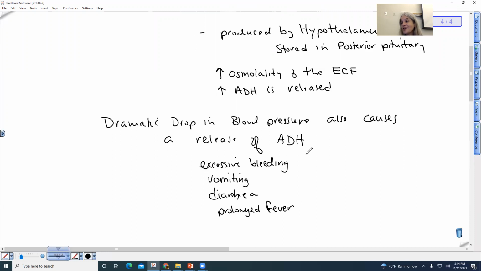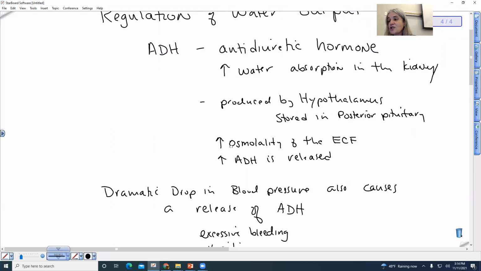So ADH can also be regulated by these mechanisms, as well as just simply detecting the solute concentration in your extracellular fluid.